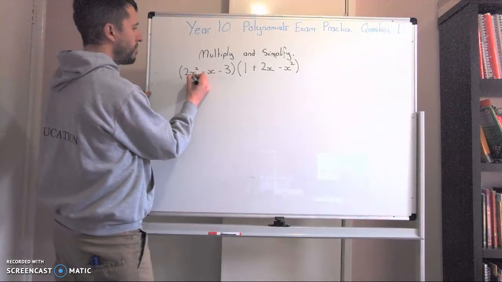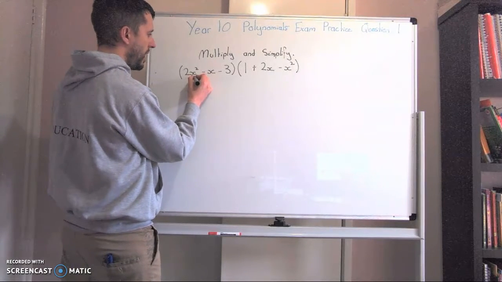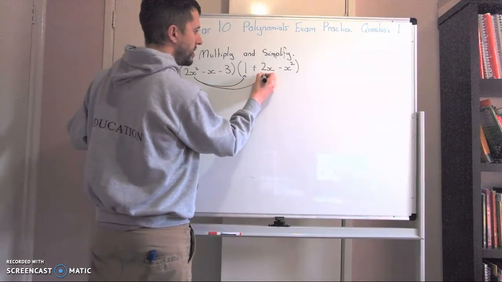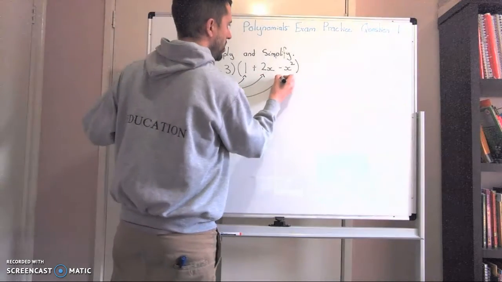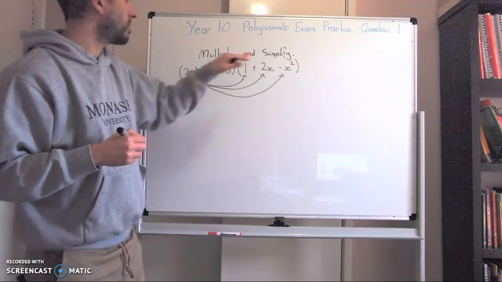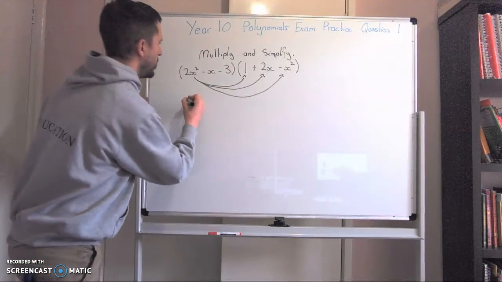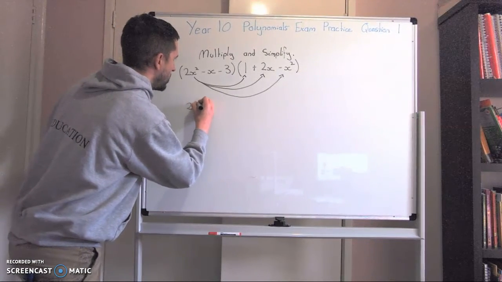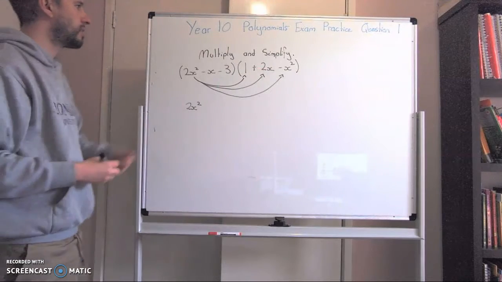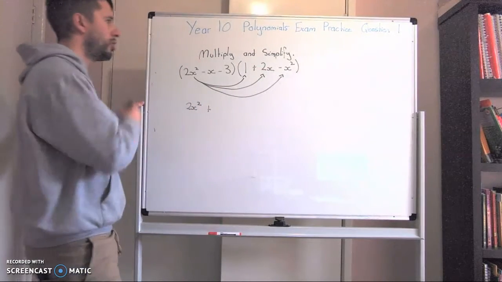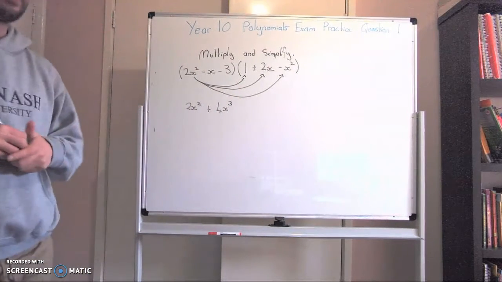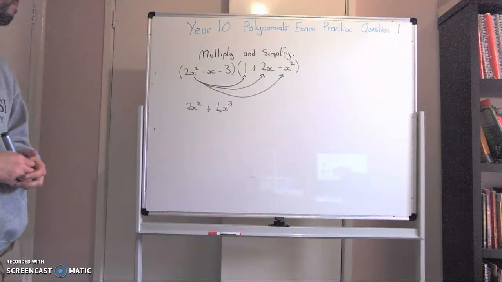To start off, I've got 2x squared, and that has to multiply by everything in my second bracket. So I'll start off with that. That means I've got 2x squared times 1, which equals 2x squared. Then I've got 2x squared times 2x. 2 times 2 is 4, and I've got 3 lots of x's, so 4x to the power of 3.